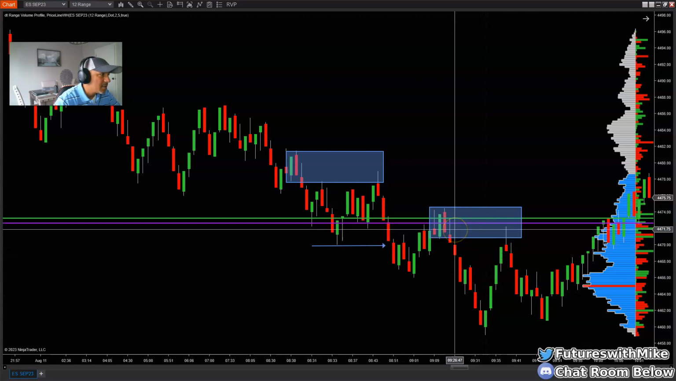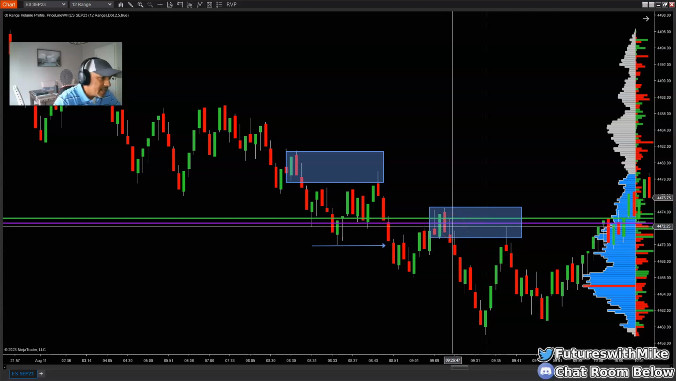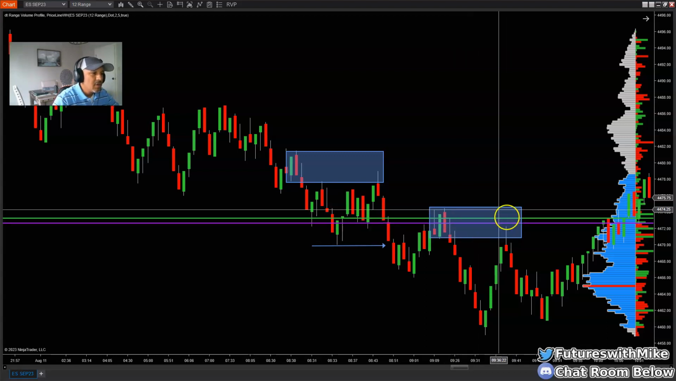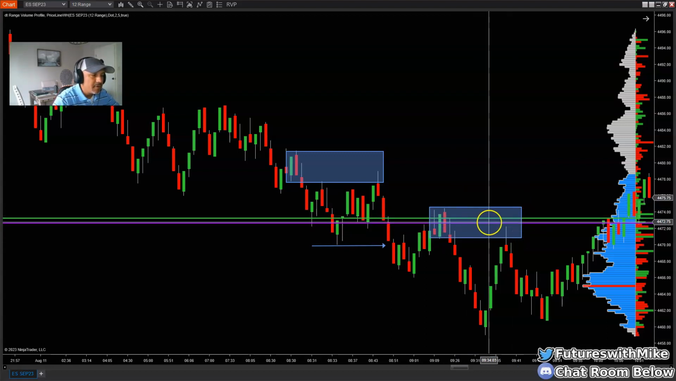So this is a supply zone that I marked off now that I've identified the fact that we are bearish. That's the directional bias in which I'm thinking, and I'm looking at the market that we are moving to the downside. So I marked the supply zone here.